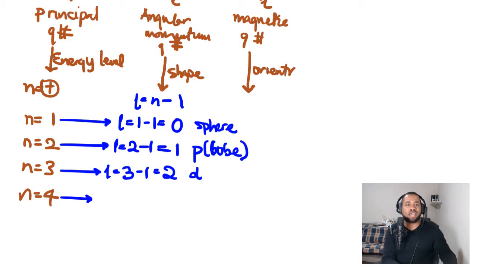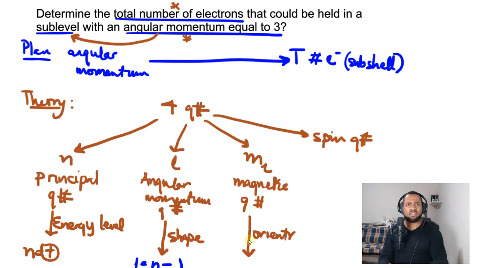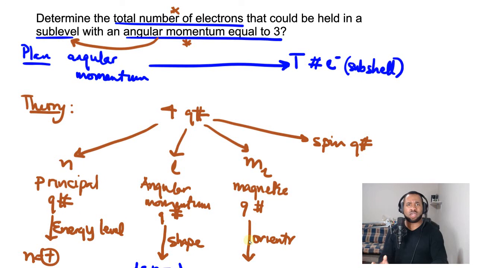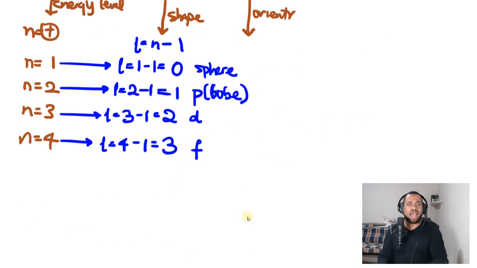And then finally here, when n is equal to 4, our L is 4 minus 1 is equal to 3. So looking at this, we know that 3 is actually represented as f orbitals. And so when you're looking at this, there's something interesting here. We know that the question says angular momentum equals 3. And we know that angular momentum, based on this particular theory, is actually represented as what?